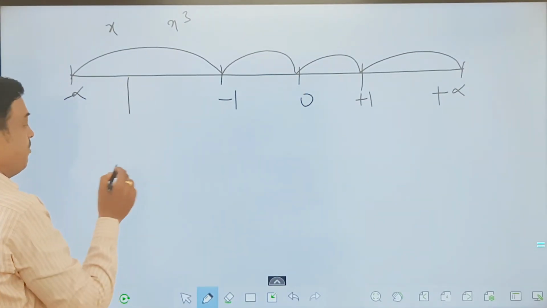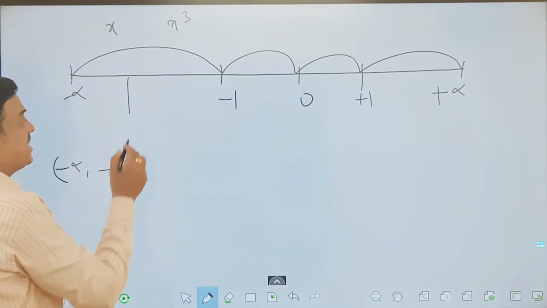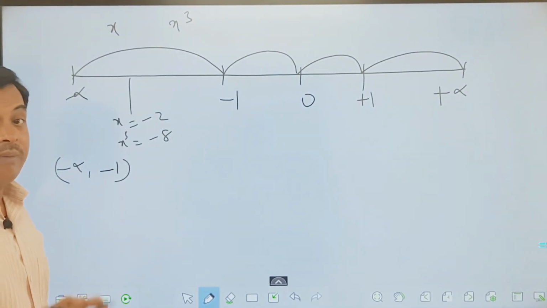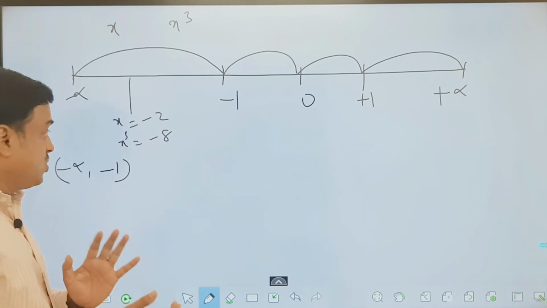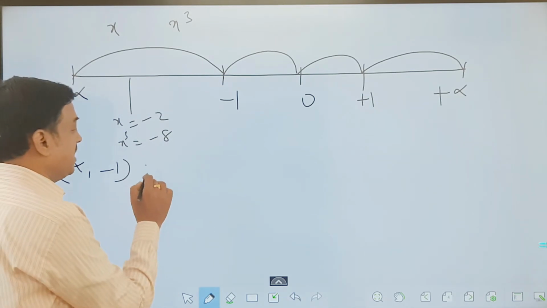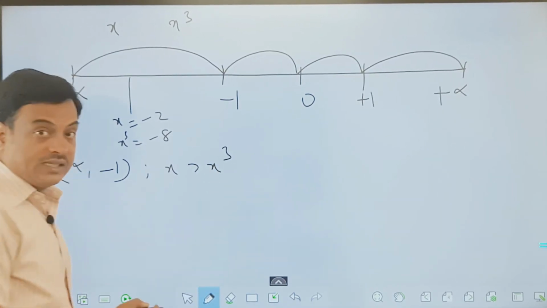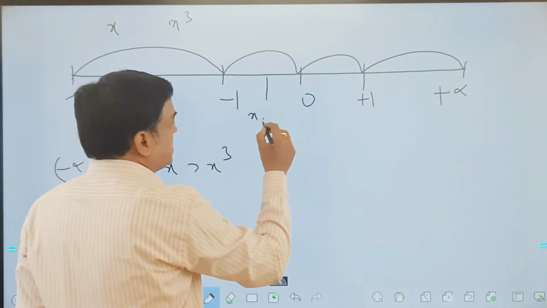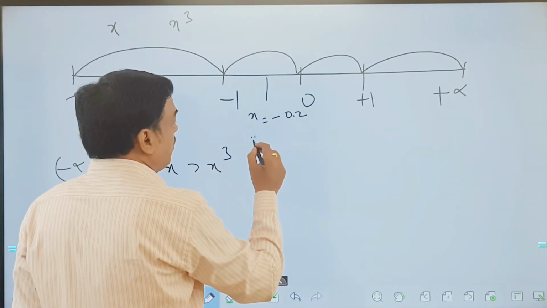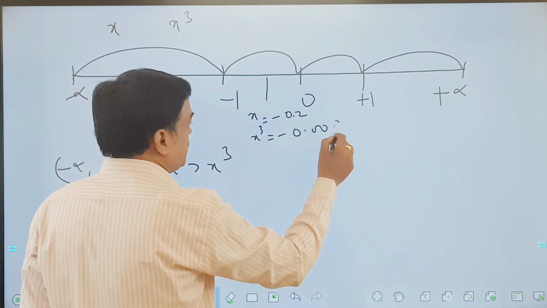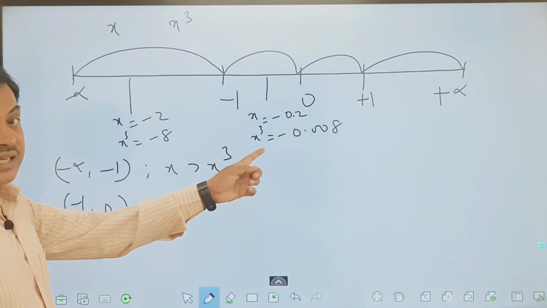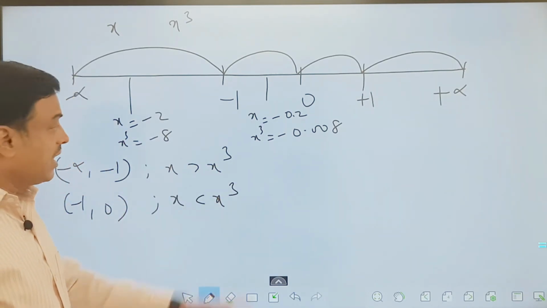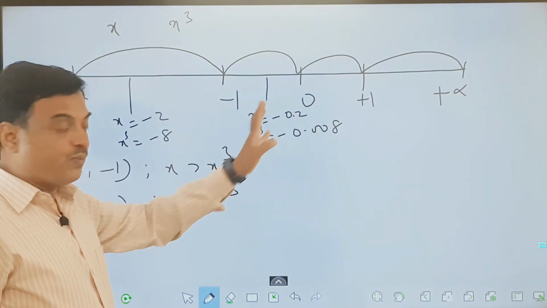So in order to make things simple, for minus infinity to minus 1, let us take an example. If I take minus 2, what is x cube then? Minus 8. We know minus 8 is less than minus 2, so x is greater than x cube here. Between minus 1 and 0, if I take x equals minus 0.2, the value of x cube will be minus 0.008. So here x cube is greater than x, or x is less than x cube. Comparing these two, x cube is greater than x here.